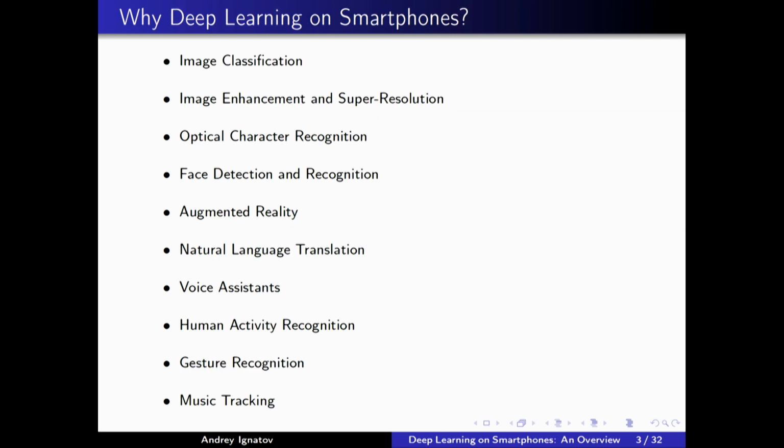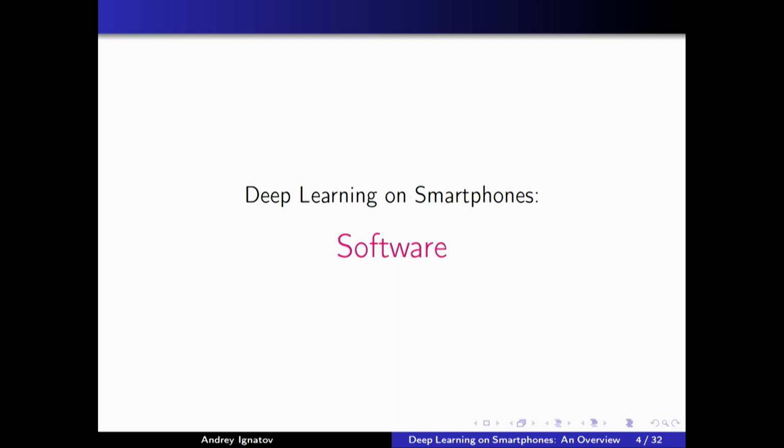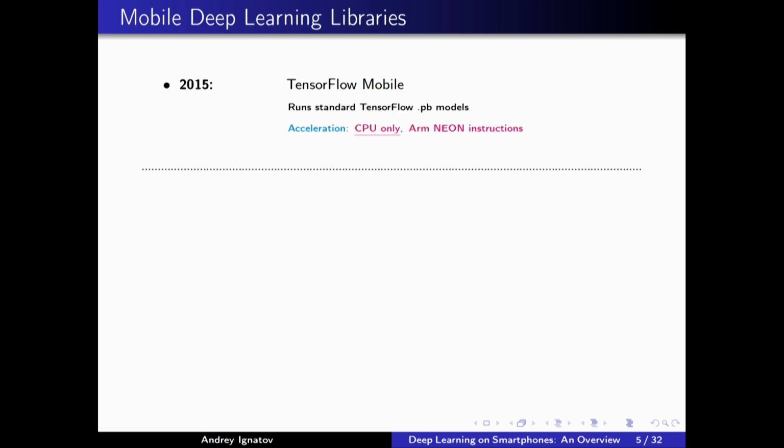Many topics were related to mobile devices. For instance, topics like image enhancement, face detection, natural language processing, voice assistants, and so on. So it became clear that there is a clear benefit from running neural networks on smartphones, and for doing this, one basically needs two components. First is software, second is hardware. So we'll start with software.